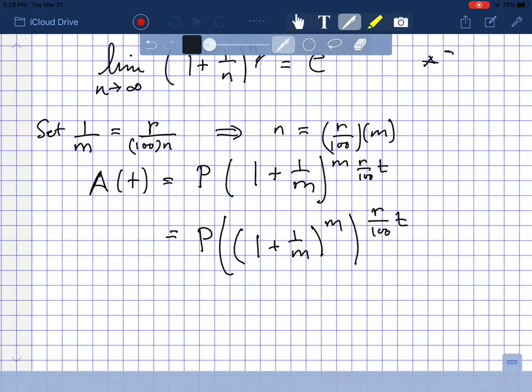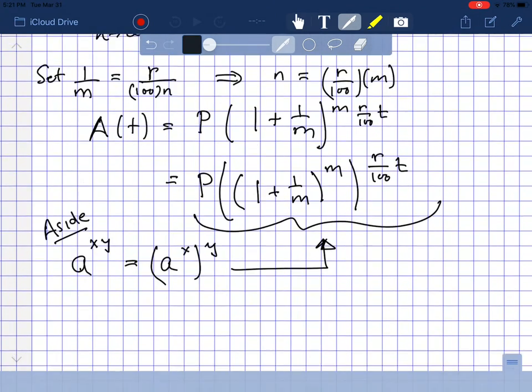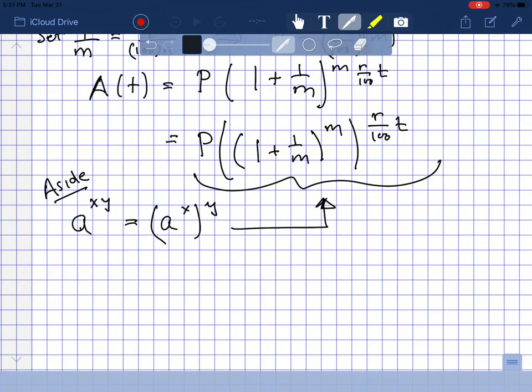Remember, you have to remember this. This is one of those exponential laws that's really important. This is kind of an aside. If I have a to the x times y power, this is equal to a to the x, all raised to the y power. And that's exactly what I'm using here in order to write A of t in this form.